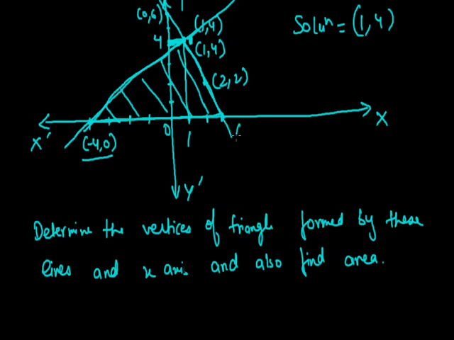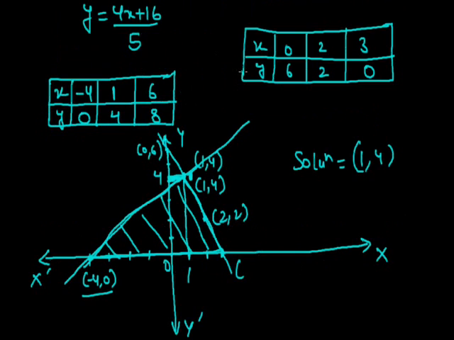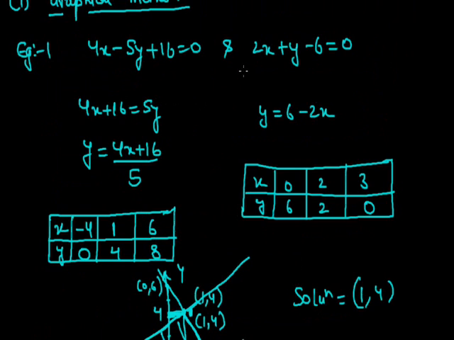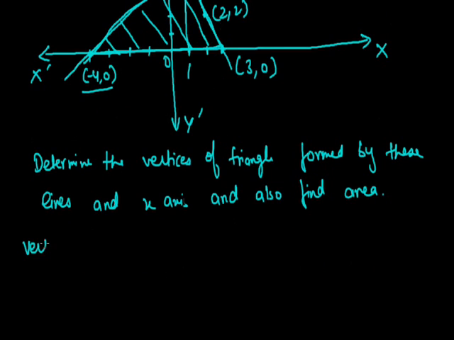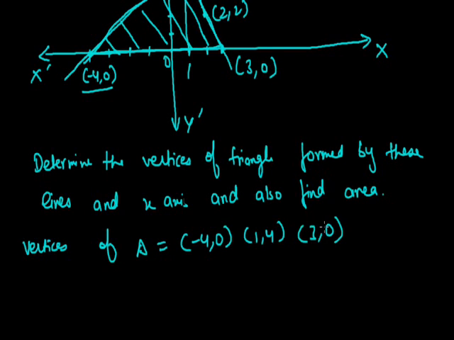Now we can easily see at which point the second linear equation is intersecting the x-axis. The y coordinate of this point is 0, so if we keep y as 0 in the second linear equation, we get the value of x as 3. So the vertices of the triangle are -4 0, 1 4 and 3 0. These are the vertices of the triangle.